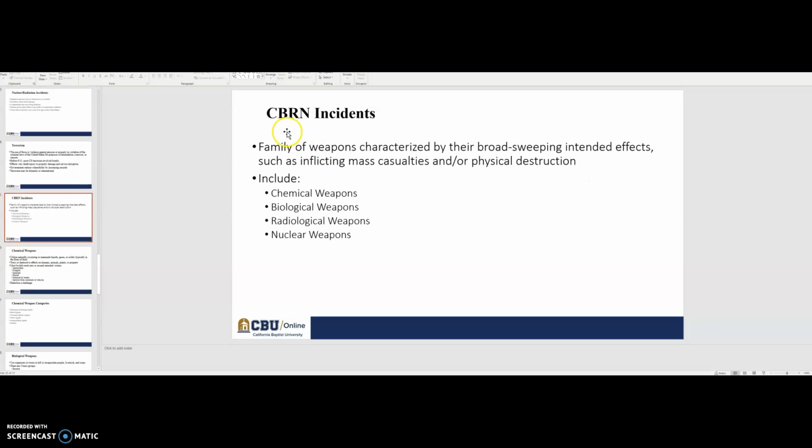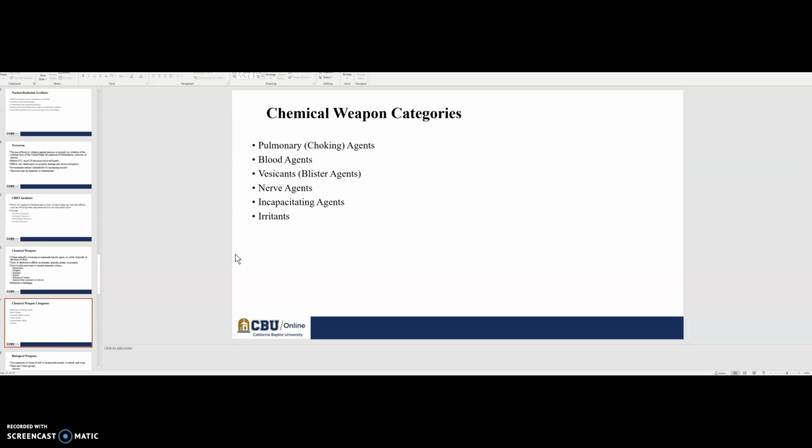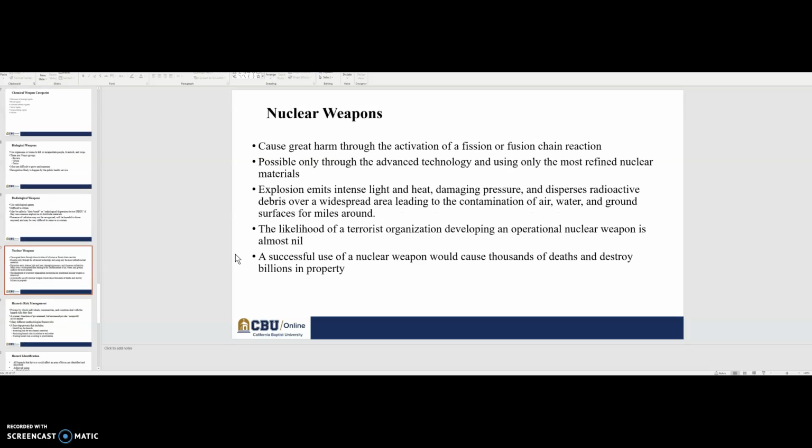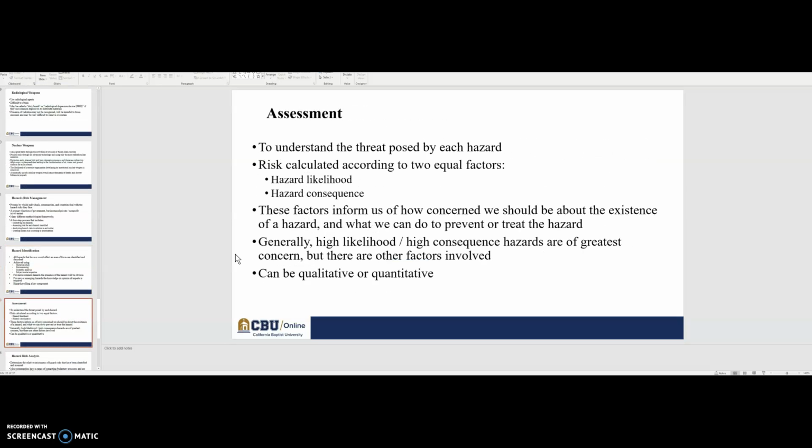Right here is where we're looking at CBRN incidents and biological weapons. Did COVID come from a laboratory in Wuhan? That's being investigated now, but who knows how it turns out. Could that be considered a biological weapon? Chemical weapons, weapon categories, biological weapons, radiological. Like I said, the list just goes on and on.